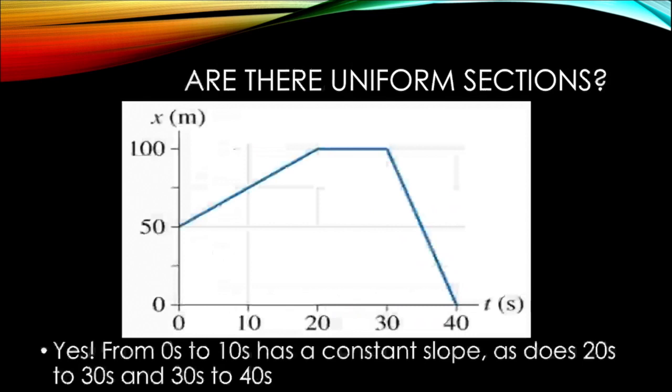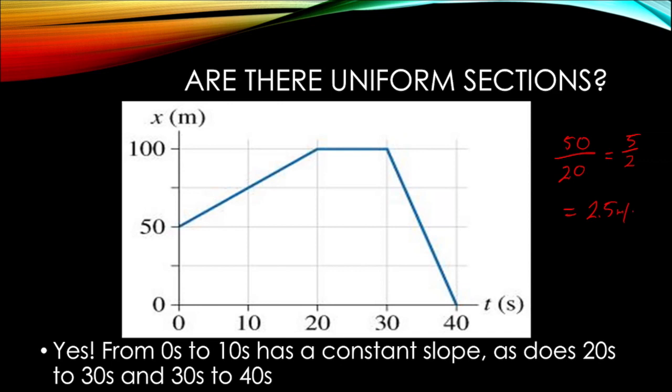Parts of this motion are uniform, and if we break down this motion into 3 pieces, we can understand the motion better. Here, it is easy to find the velocity from 0 to 20. From 0 seconds to 20 seconds, the slope is a rise of 50 over a run of 20. This gives us a slope of 5 over 2, or a velocity of 2.5 meters per second up.